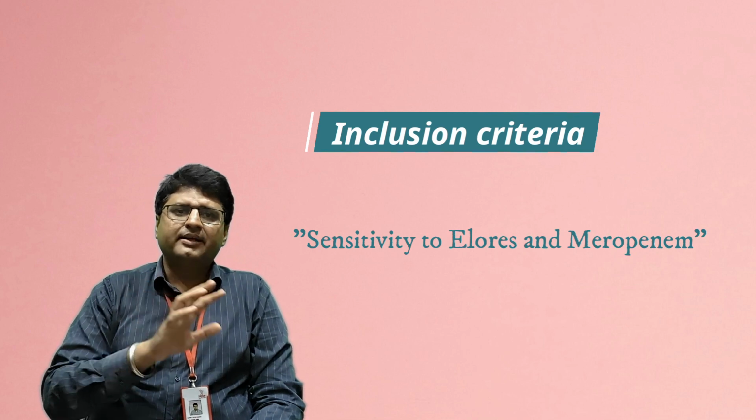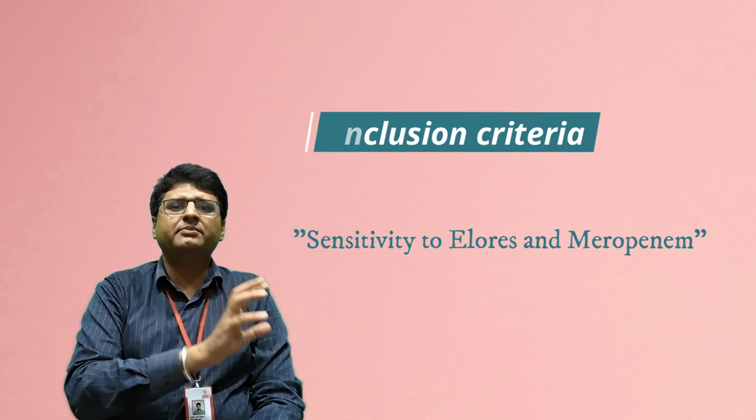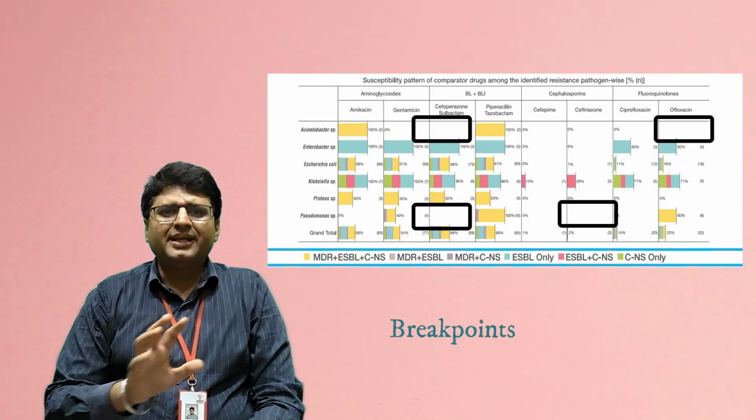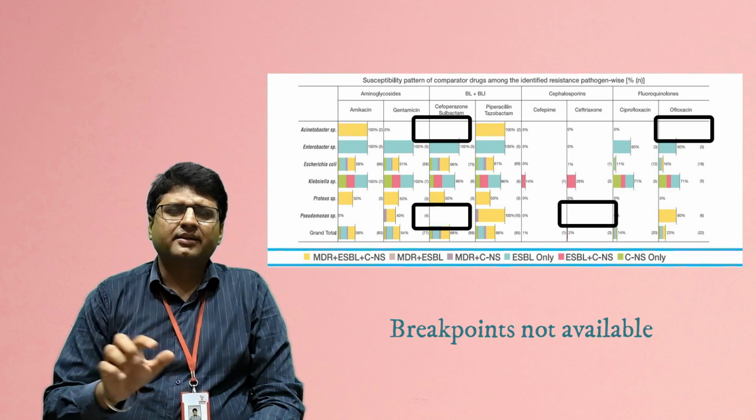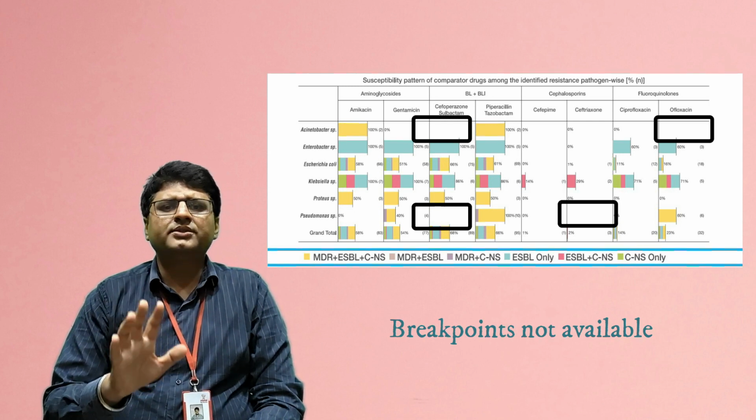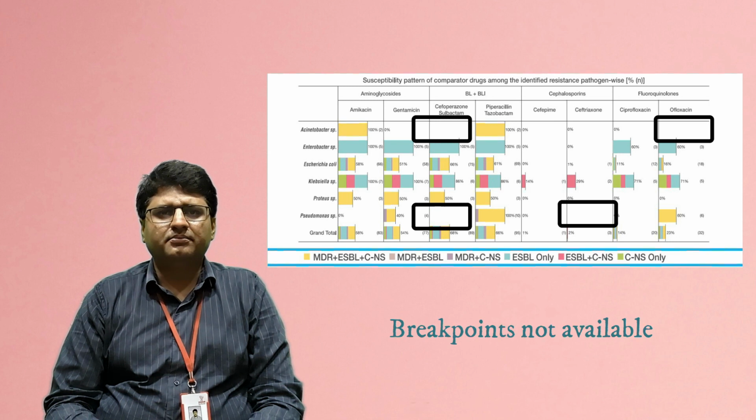So if we compare the susceptibility profiles of different BL-BLI combinations like piperacillin tazobactam and cefoperazone sulbactam with Elores and meropenem, definitely all of these pathogens are susceptible to Elores and meropenem, whereas the susceptibility of piperacillin tazobactam and cefoperazone sulbactam is much less, around 66% to 68% only. Now you can see some blank spaces at 4 places which are circled here. It means that susceptibility is not mentioned because the breakpoints are not available or defined for these pathogens and for these antibiotics.